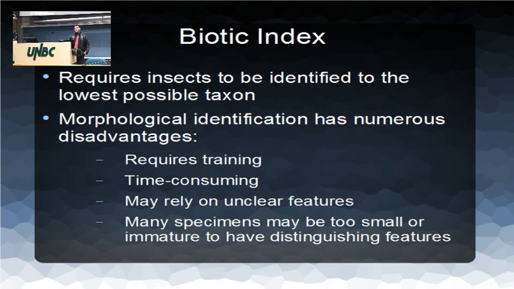So one drawback of this technique is that it requires insects to be identified as specifically as possible, to the lowest possible taxon. Morphological identification has a bunch of disadvantages, and I found this out the hard way. It requires a lot of training. It's extremely time-consuming, depending on what kind of insects you're trying to classify. There's a lot of unclear features. I had a great key that I was going through, but still, when you have tiny little insects and you're trying to figure out how many hairs are on their legs or something like this, it's just really difficult and time-consuming.